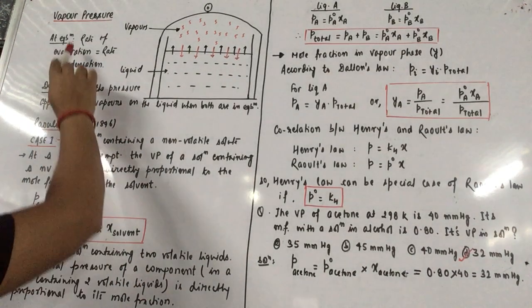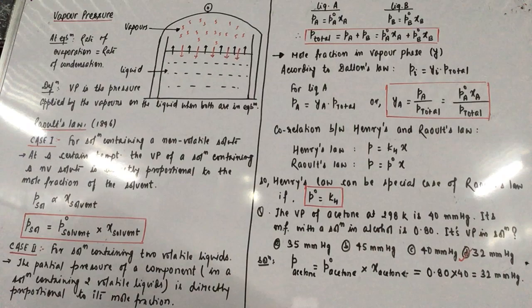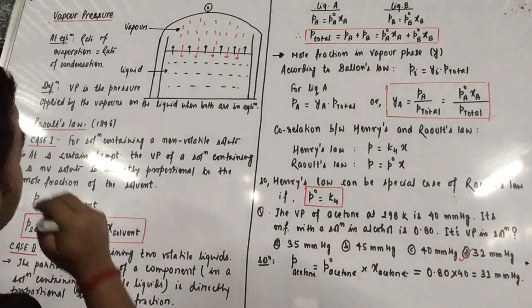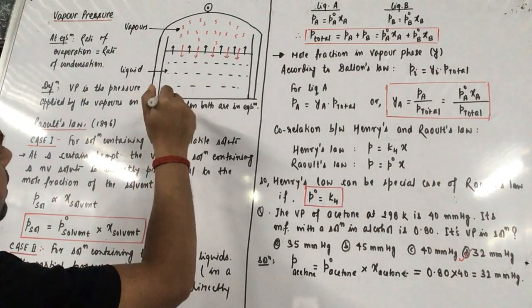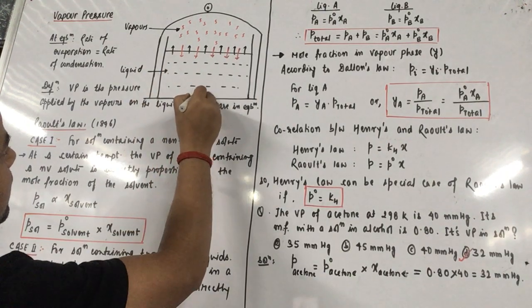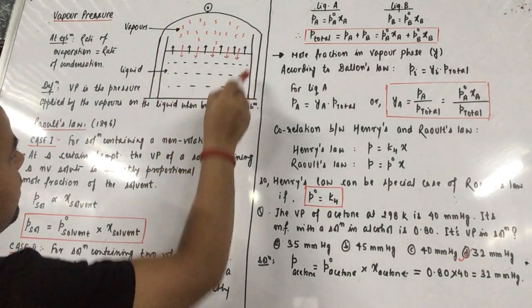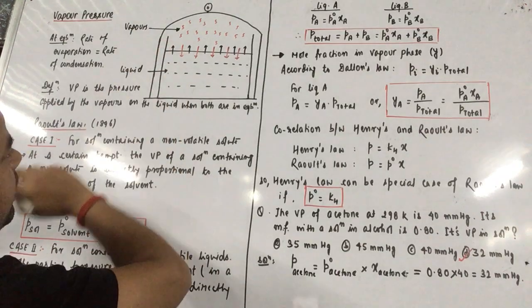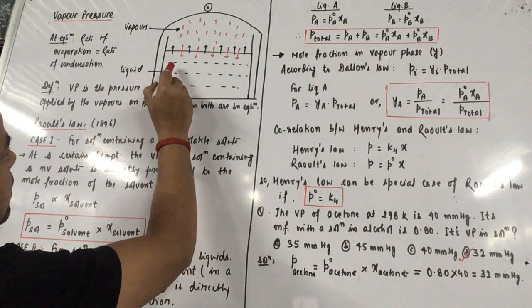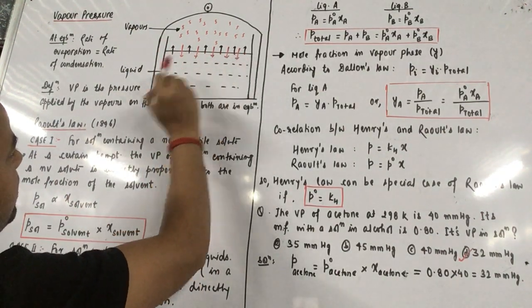Let us work on the topic called vapor pressure. Now, what is vapor pressure? Let us go through this topic properly. So, let us take a volatile liquid in this container and we have covered this container. We are not allowing the vapors to get out from it. So, evaporation will take place initially.